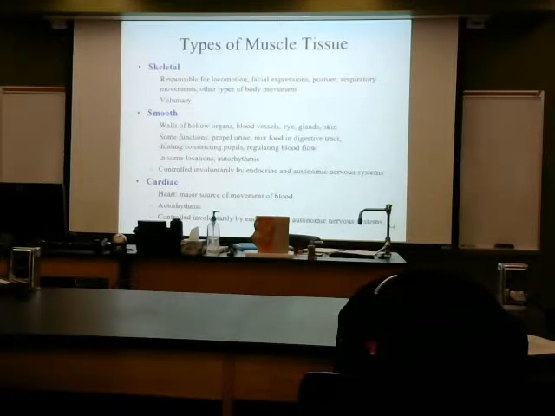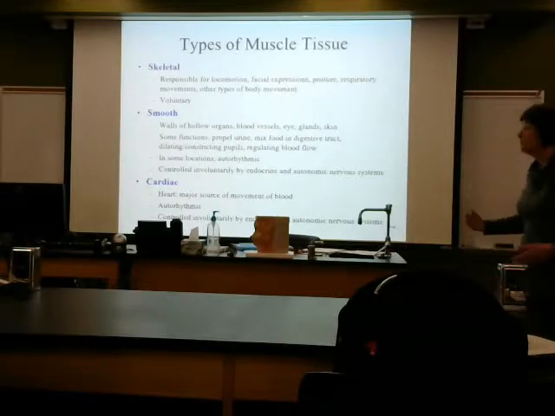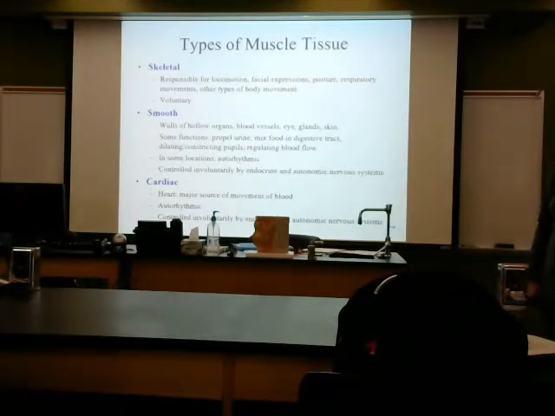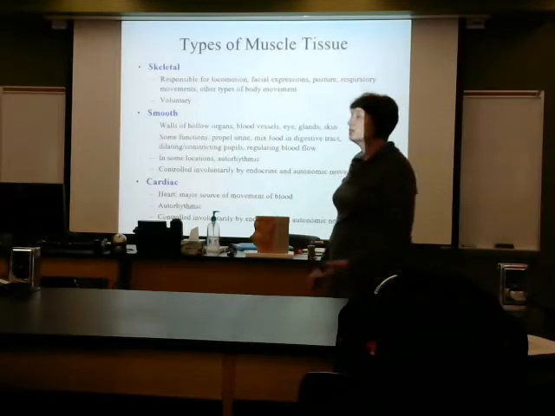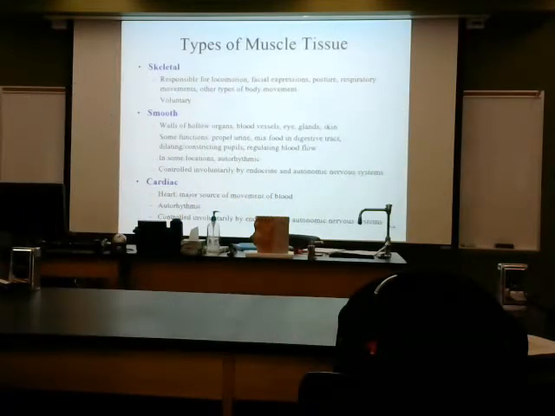We have the three types: skeletal, smooth, cardiac. Skeletal, what we're moving, okay? It's attached to the bones in some way. For the most part, we say it's under voluntary control. Smooth muscle is pretty much what we find with our viscera. What do I mean when I say viscera? The organs of the body, okay?